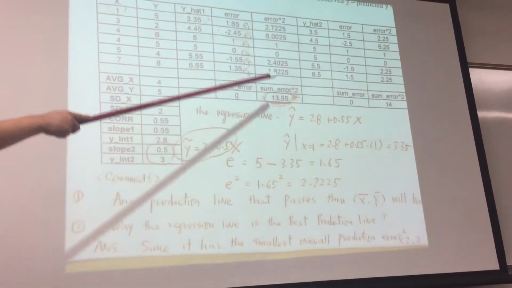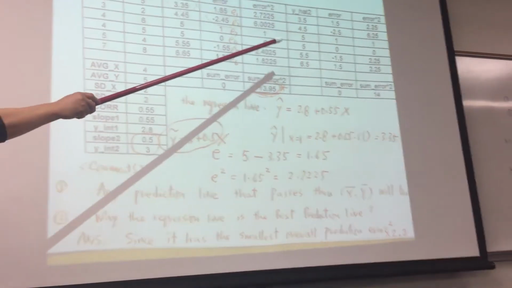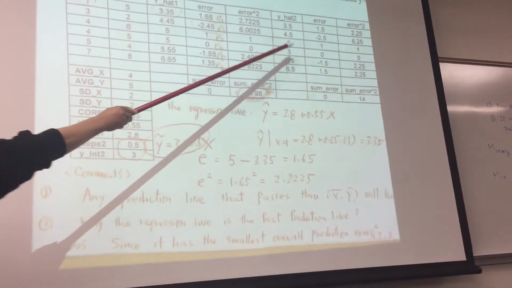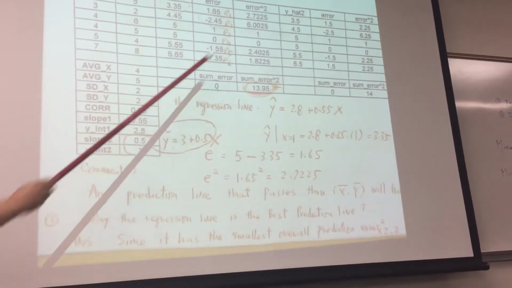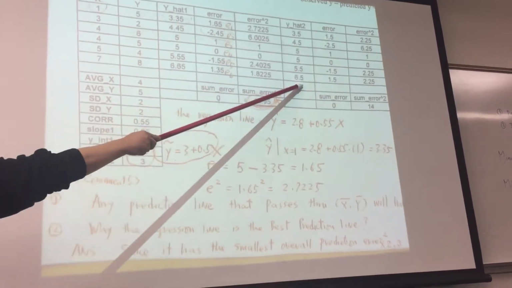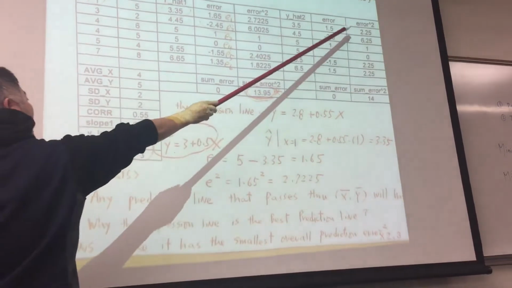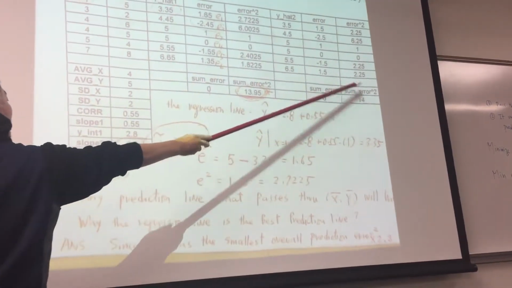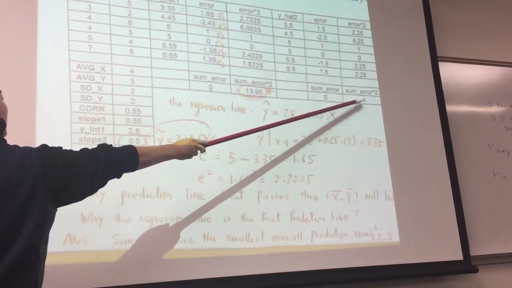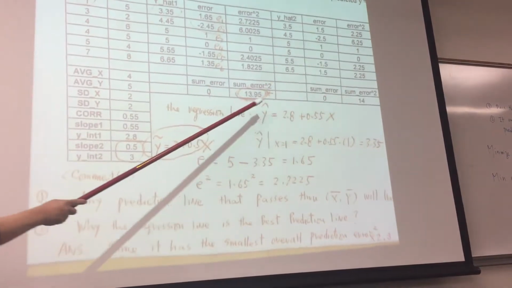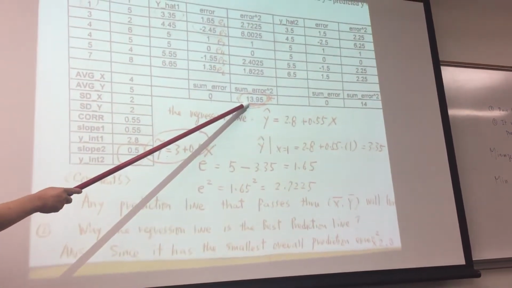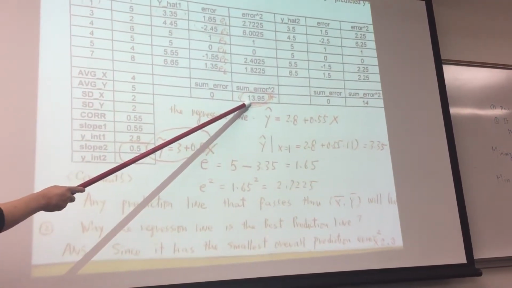So we follow the same procedure as what we did before. We have all the y hat, okay? Y hat 2. And then we find the prediction error, and we find the overall prediction error squared. What do we find? We find this number is 14. And you know 14 is greater than 13.95. Is that clear? This is the proof.